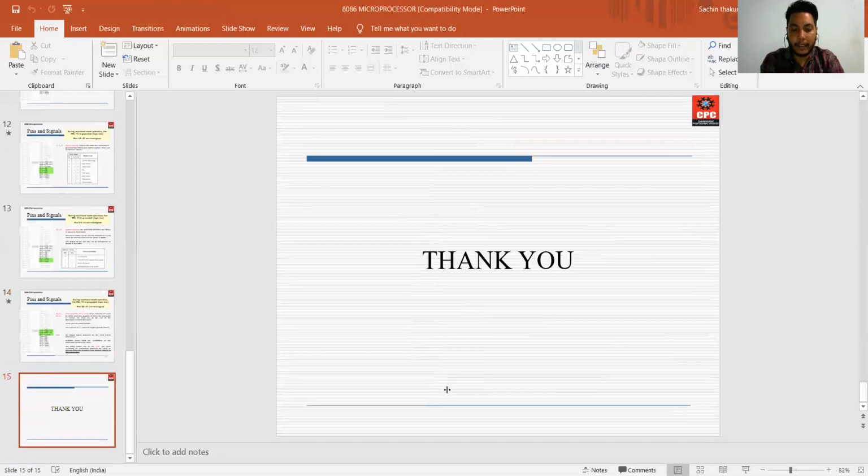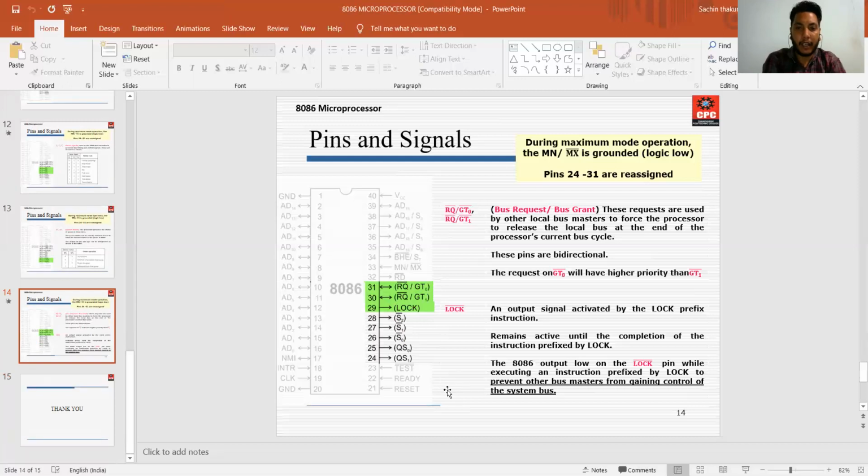Now this is all about the pin signals of the 8086 microprocessor.